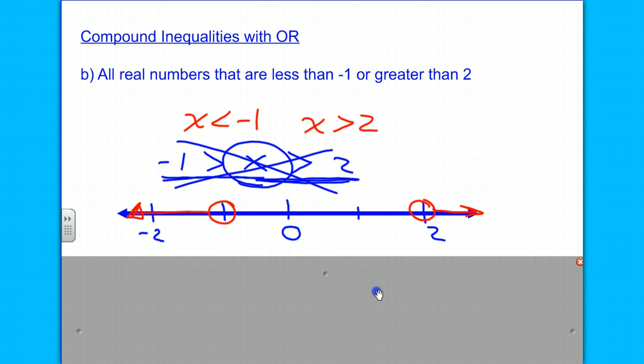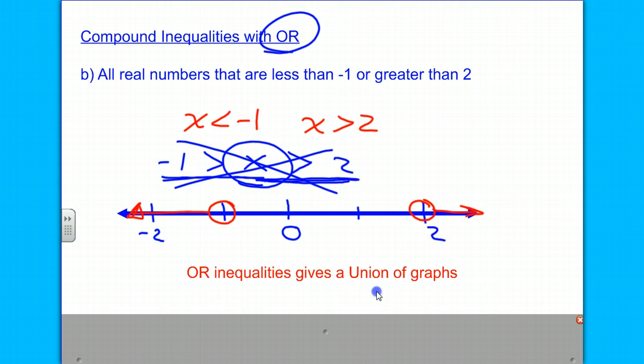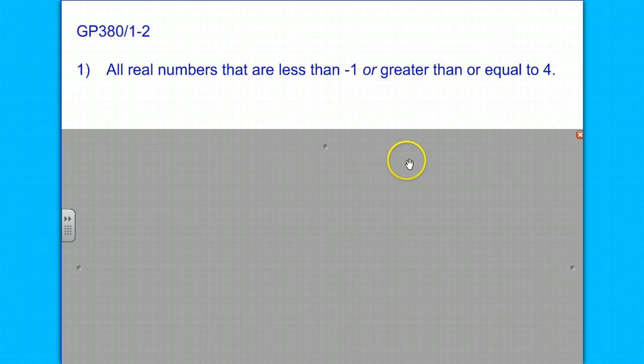When we have an or inequality, we have two separate little inequalities that we write. And you can see that the graph is two rays going opposite directions. So you need one inequality for the ray moving left, and you need one for the ray moving right. We call this the union of graphs. We're saying that the solution could be over here all these numbers, or over here all these numbers.